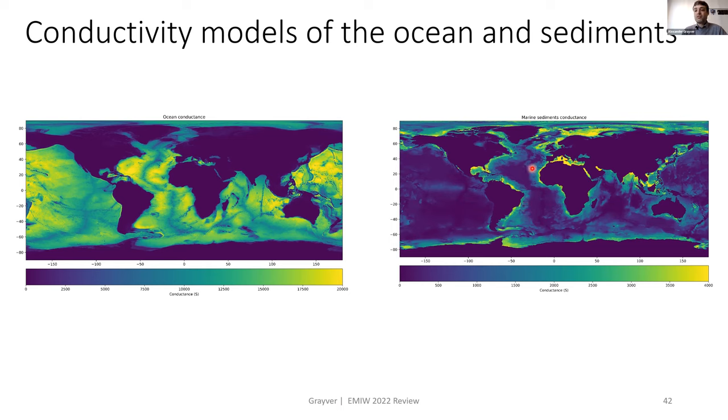But in some regions of our planet, especially at the margins, the conductance of the sediments is very substantial. And you would really want to include this in your model if you work with data that is measured around the coast, close to the coast, or above the ocean, like the oceanic tides.